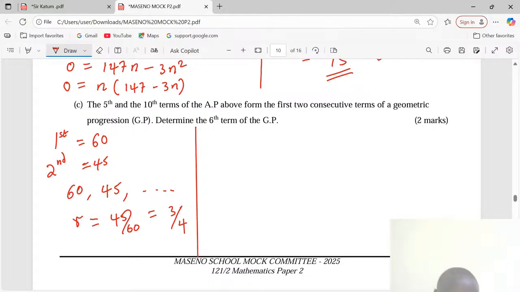But again, now that we are literate, we are educated, we know what we are doing, it simply means that we can find it using a formula. We can use the formula.